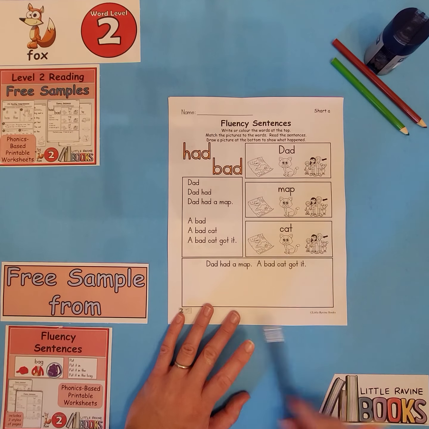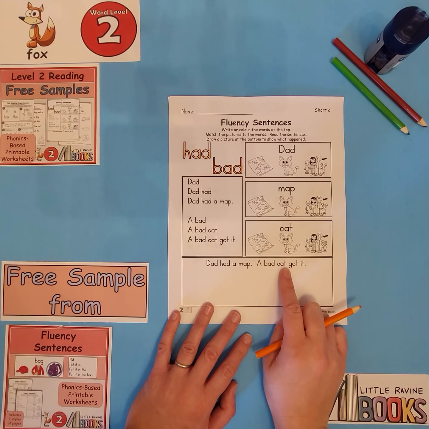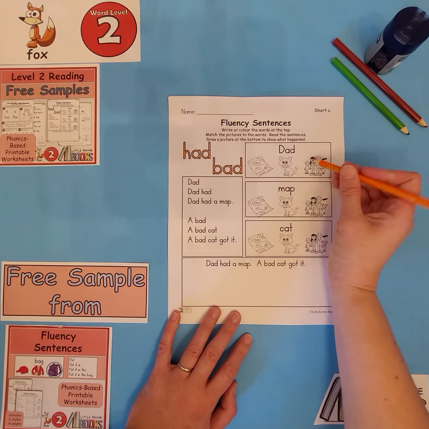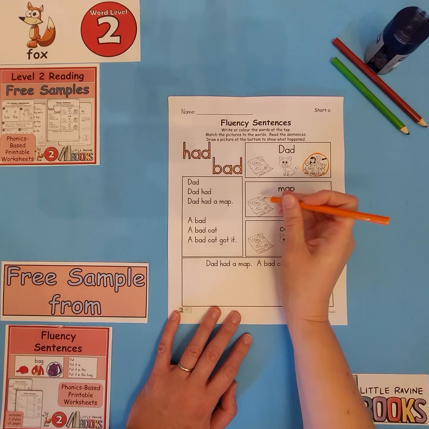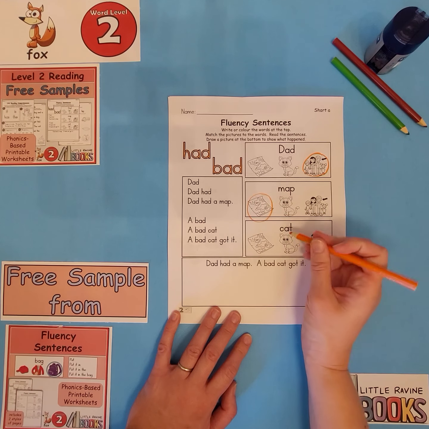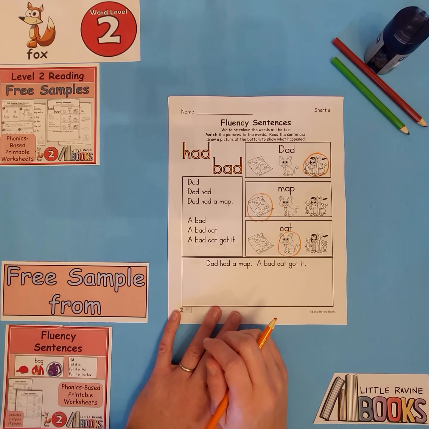And then we're going to match these words to these pictures. So we have dad, and that's going to be this one here, map, and cat. But you can go slower with your students. You can start with d, dad, map, map, cat. You can go at whatever speed it is that they need.